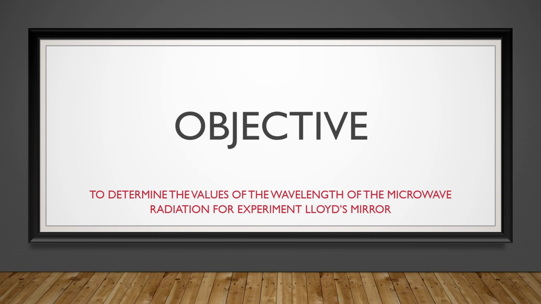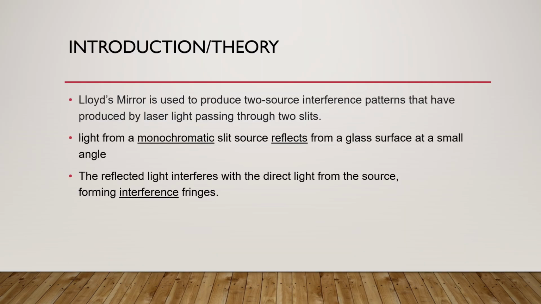The second experiment is about Lloyd's mirror. The objective of this experiment is to determine the value of the wavelength of the microwave radiation using Lloyd's mirror. Firstly, Lloyd's mirror is used to produce two-source interference patterns like those produced by laser light passing through two slits. Light from a monochromatic slit source reflects from a glass surface at a small angle. The reflected light interferes with the direct light from the source, resulting in the formation of interference fringes.